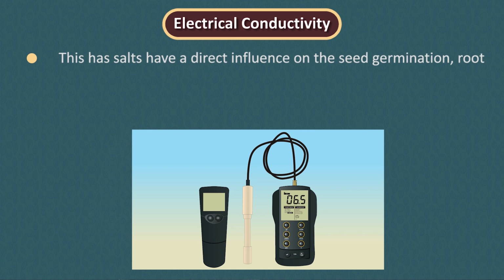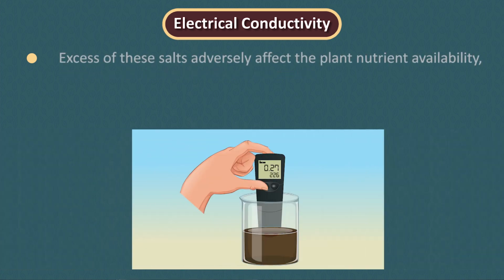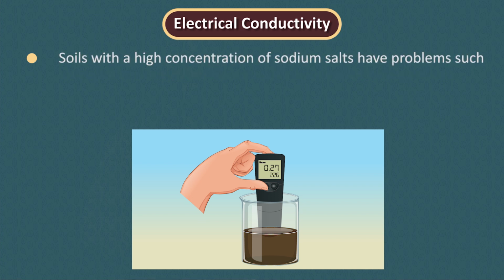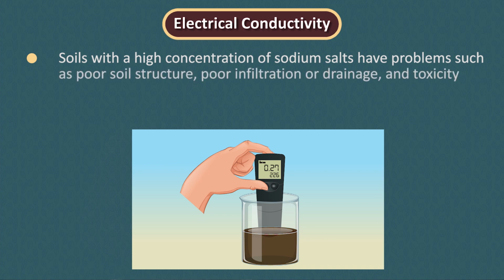Salt has a direct influence on the seed germination, root growth and uptake of nutrients in the plant. Excess of these salts adversely affects the plant nutrient availability, crop yield, crop suitability and activities of the soil microorganisms. Soil with a higher concentration of sodium salt has problems such as poor soil structure, poor infiltration or drainage, and toxicity for many crops.